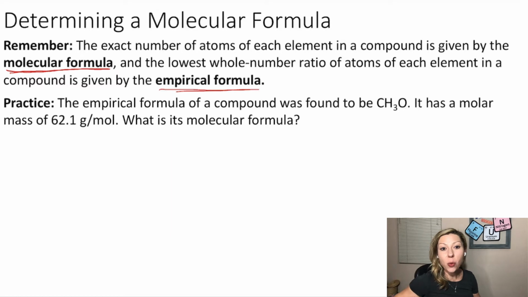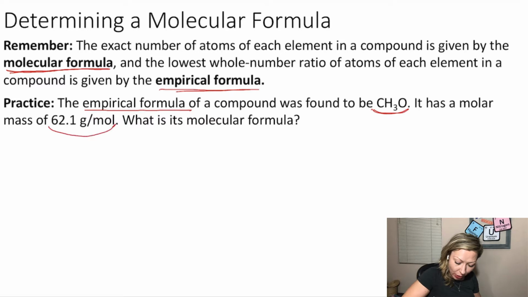So if we have a question where we know the empirical formula of a compound is CH3O, and that compound has a molar mass of 62.1 grams per mole, we can actually figure out that compound's molecular formula. How to do that? Well, it's very simple.